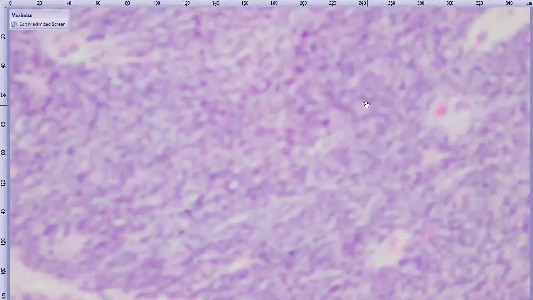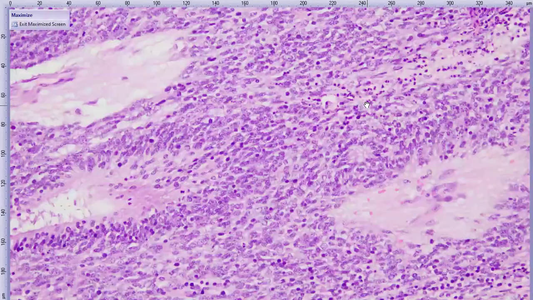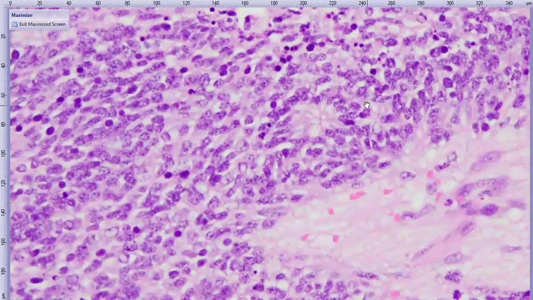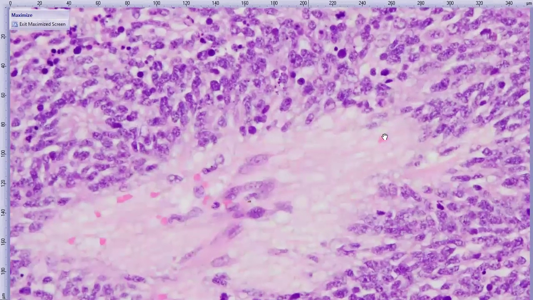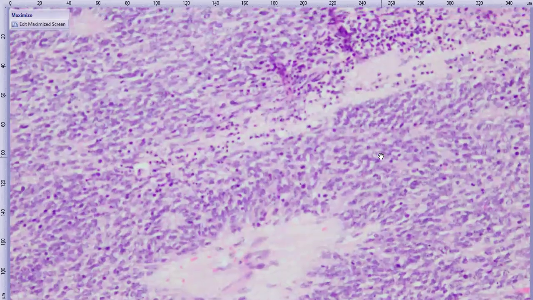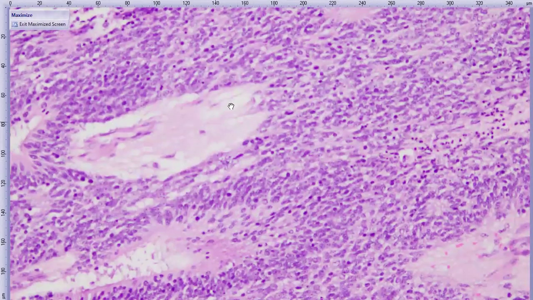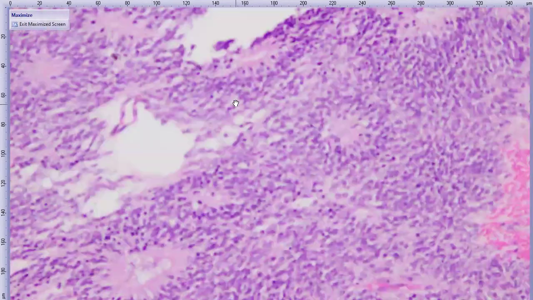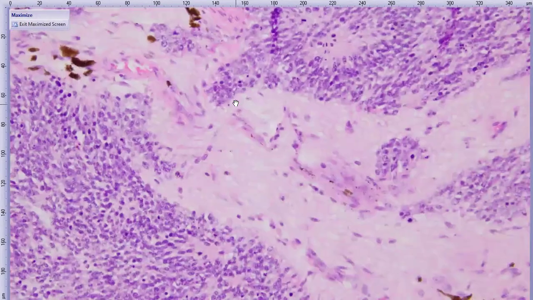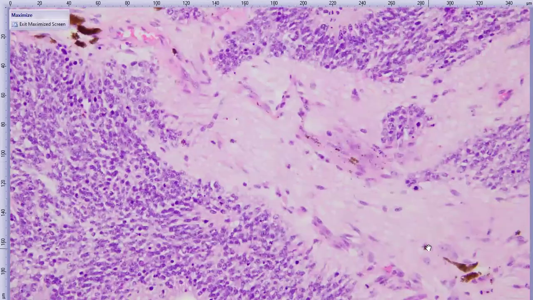And let's see, I feel like I had some other features to show off. In some areas, this might be an area of necrosis, but in some areas there is this very fine, loose stroma that they're associated with. This might be areas like that. And here's a little bit more of it right here. It's kind of loose stroma.